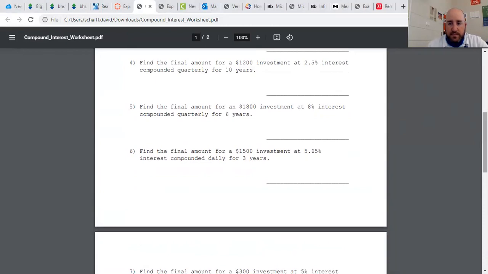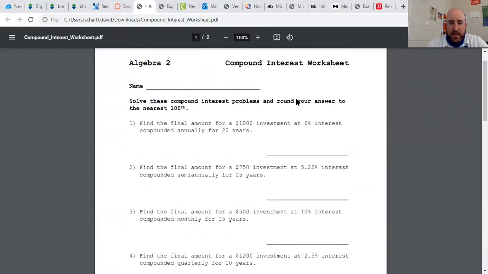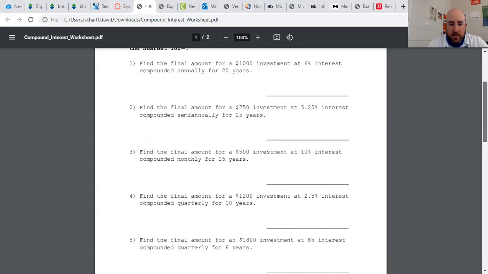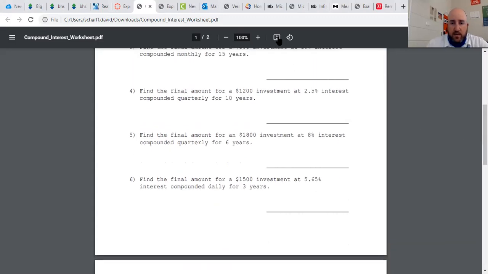Got to use the compound interest formula. Again, for number 1, you could use the regular growth formula. If you want to use the compound formula, since you're doing annually, N would just be 1. We're going to do number 5.